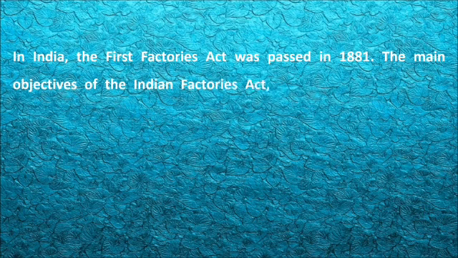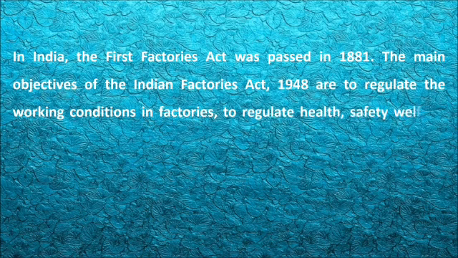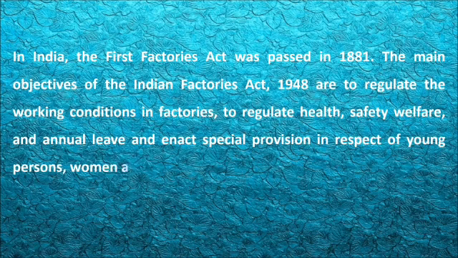Let's talk about Act number 3. In India, the first Factories Act was passed in 1881. The main objectives of the Indian Factories Act 1948 are to regulate the working conditions in factories, to regulate health, safety, welfare, and annual leave, and to enact special provisions in respect of young persons, women, and children who work in the factories.